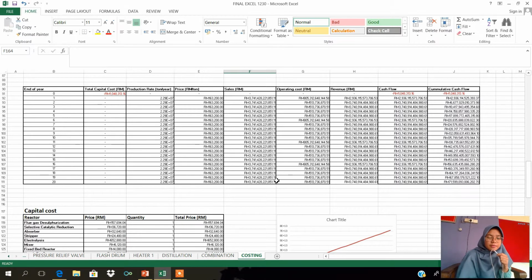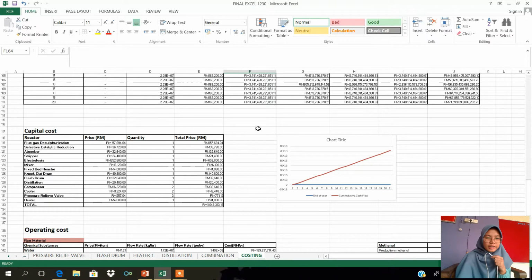Okay, so I will explain the costing part, where we should fill in the total capital cost, production rate, price, sales, operating costs, revenue, cash flow, and the cumulative cash flow. But before that, we have to calculate the capital cost. Capital costs include all the reactants needed during our process to produce the methanol. So we have spent almost 1 million for that.